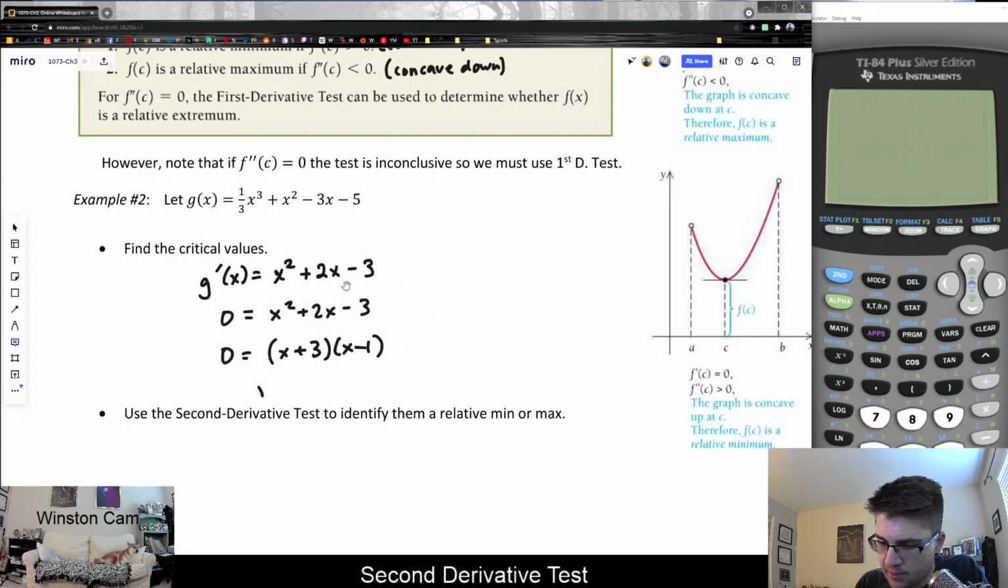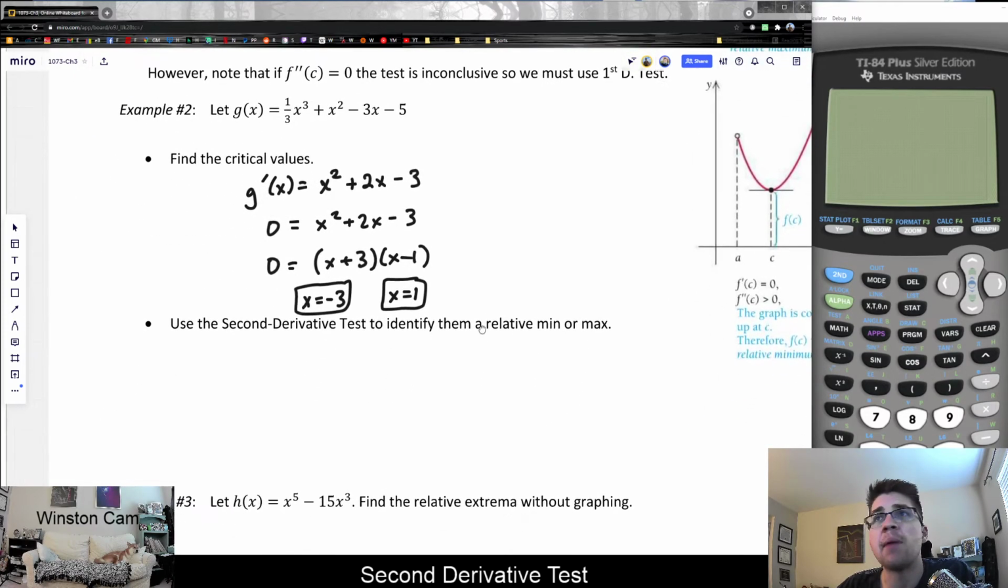X is equal to negative 3 and x is equal to 1. So here we have two critical values, negative 3 and 1. And then what it says to do is use the second derivative test to identify them as relative minimum or maximum. Typo, I should say as. Not messed up my grammar on the packet a little bit.